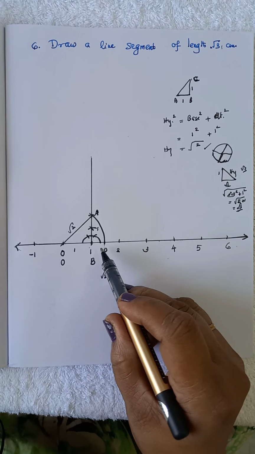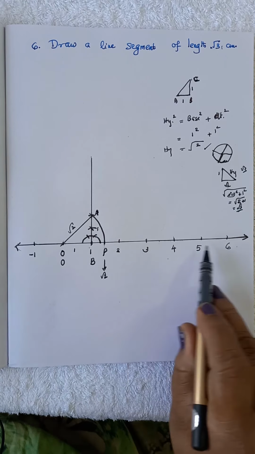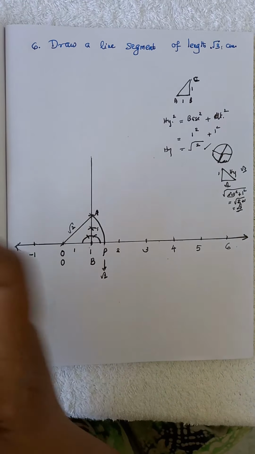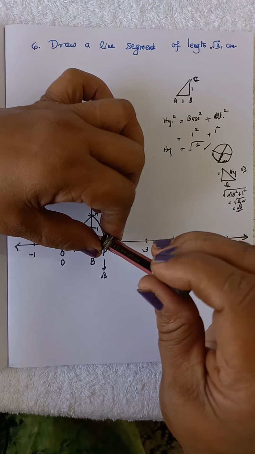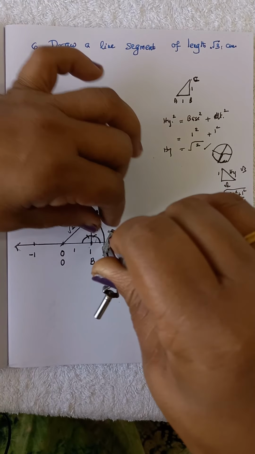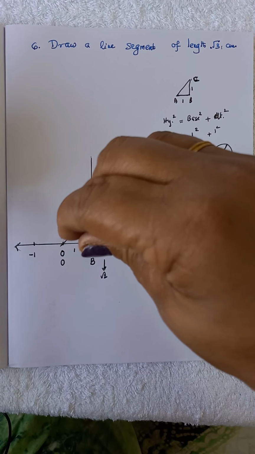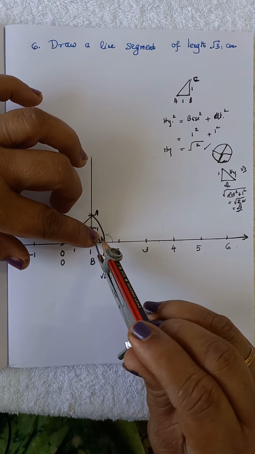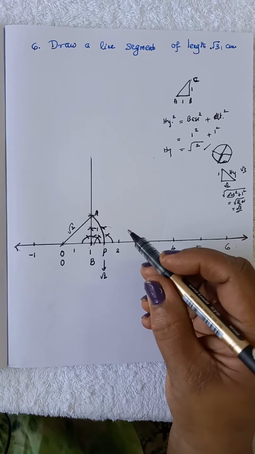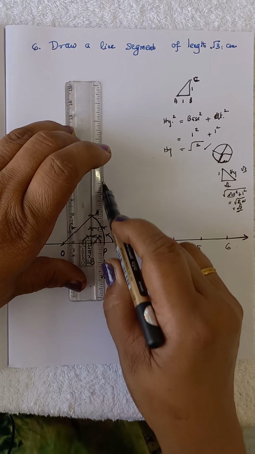So from this point we have to draw a perpendicular to the number line through this point P. So again we have to take the compass and place it here at P and draw a small arc here so that it meets the number line at 2 points, and again from this point draw another small arc so that it cuts the first arc, and from the second point also one more arc here. So this is the intersecting point.